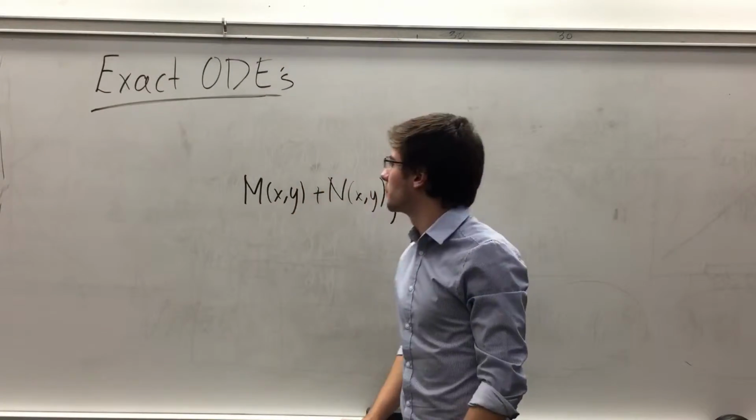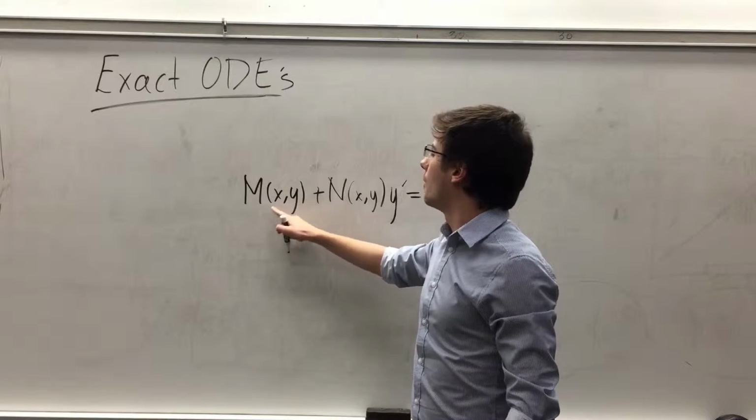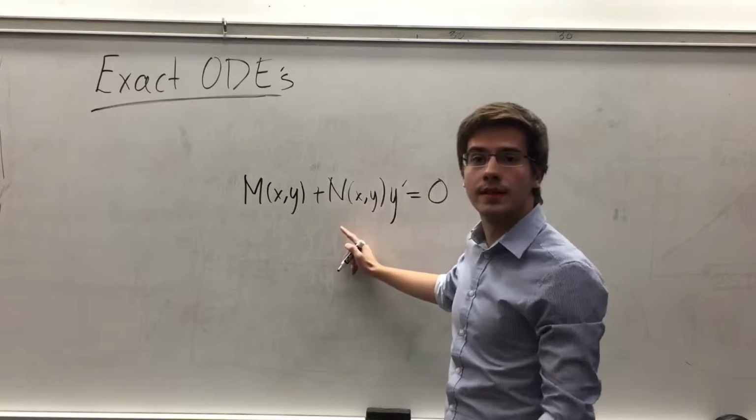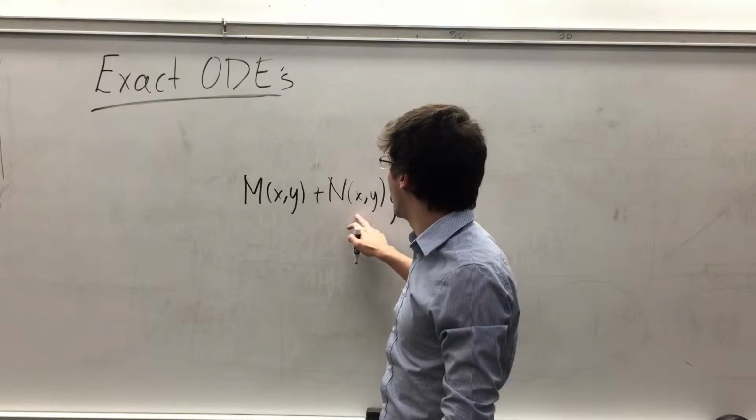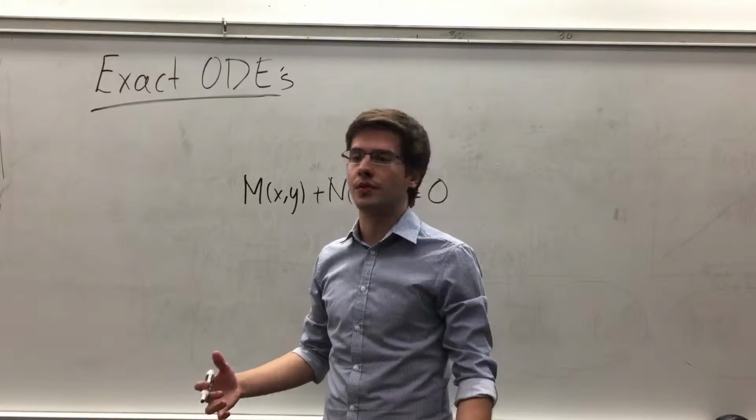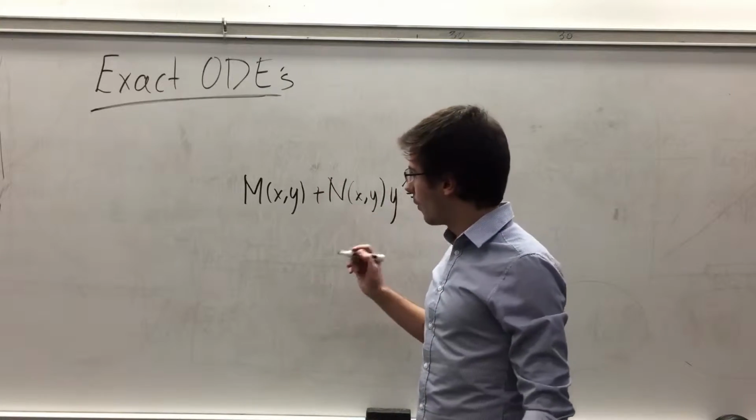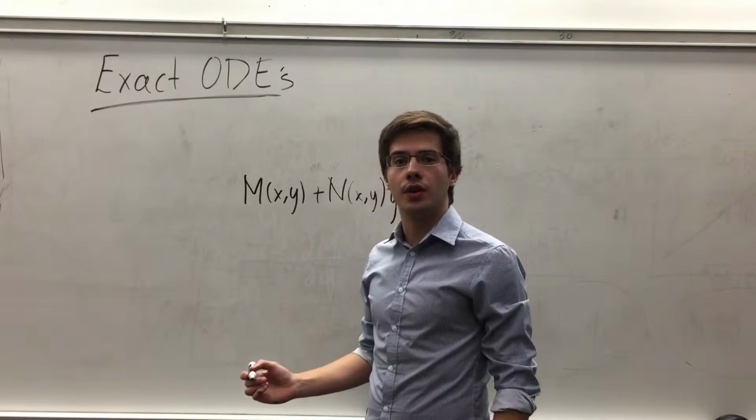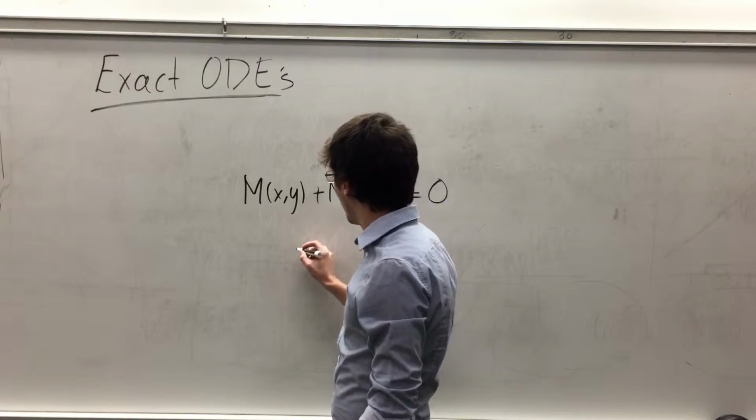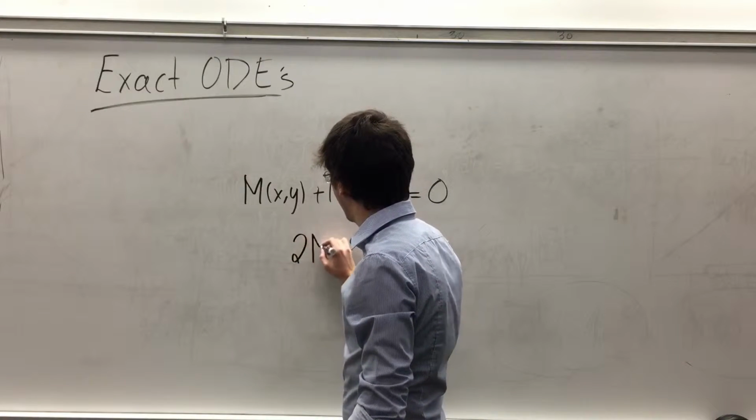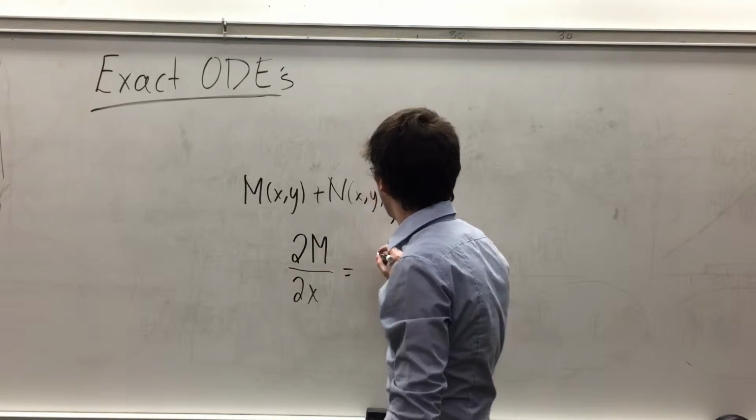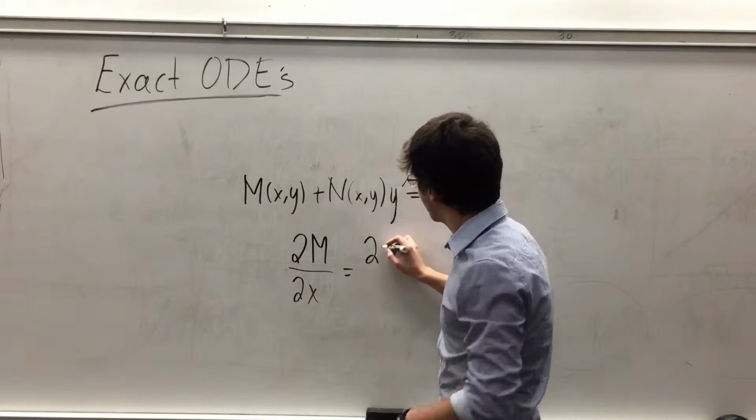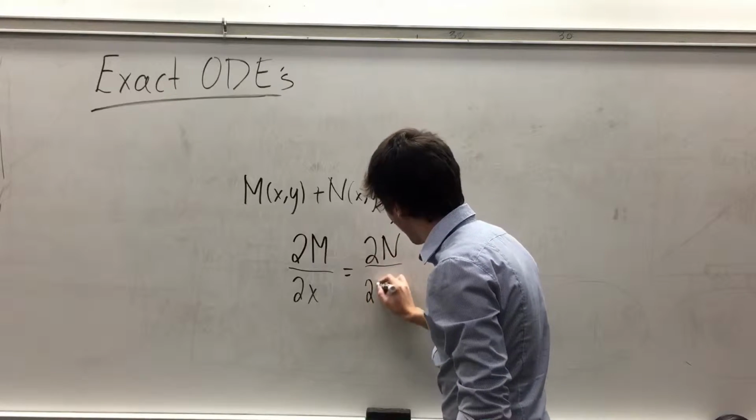So let's get started. An exact ODE has the following form. We have M of x and y plus N of x and y times its derivative is equal to 0. And this M of x and y and N of x and y are just two functions of x and y. However, we need to double check if the ODE is exact by doing the following test. The partial derivative of this function M with respect to x needs to be equal to the partial derivative of this function N with respect to y.